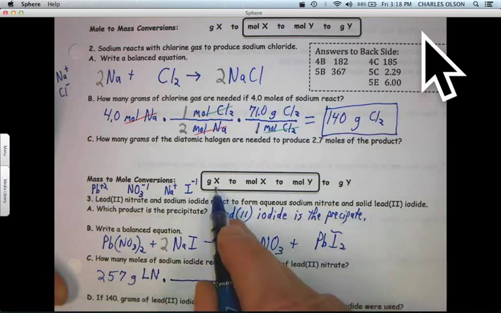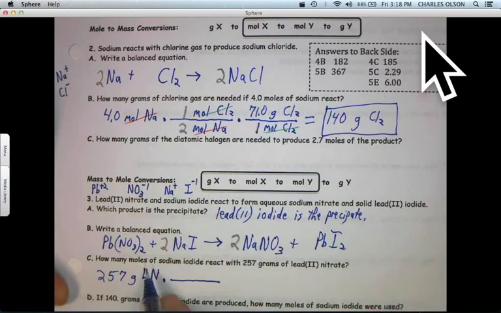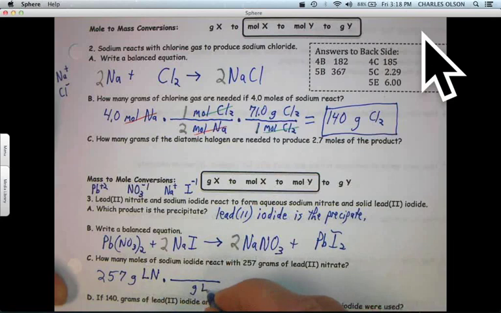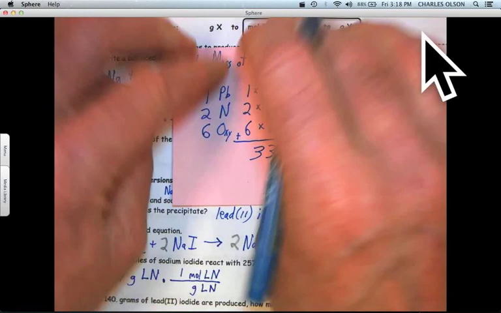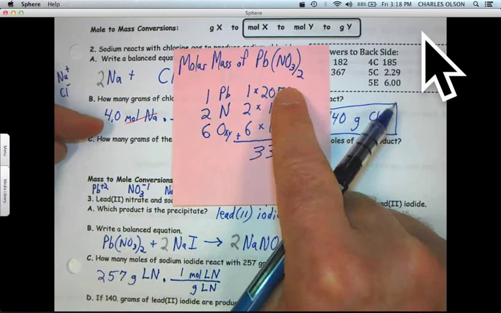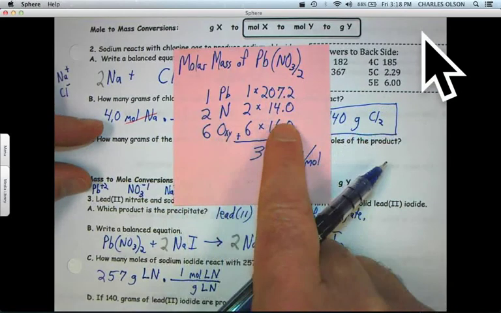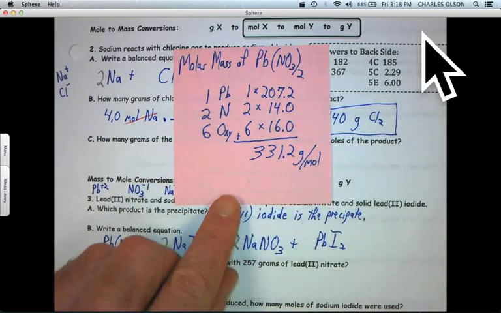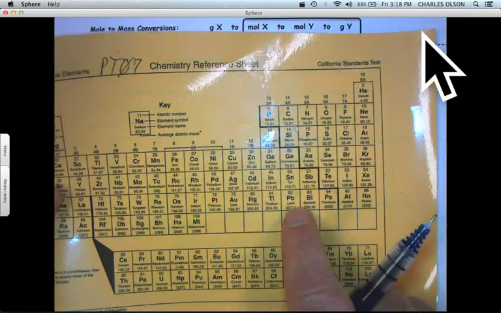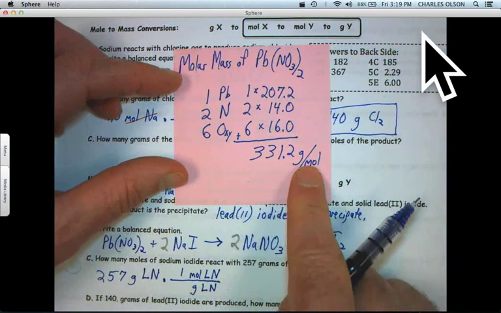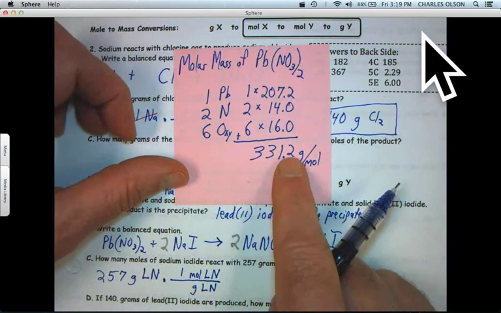We're going from grams of X to moles of X. Grams of LN to moles of LN. And we need to know how many grams per mole of LN. Well, let's see if I can put it on the screen. There's my molar mass calculation for lead 2 nitrate. 1 lead, 2 nitrogens, 6 oxygens. Of course, these masses are all grams per mole from the periodic table. There's lead, 207.2. And I added up, I get a molar mass of 331.2 grams per mole.